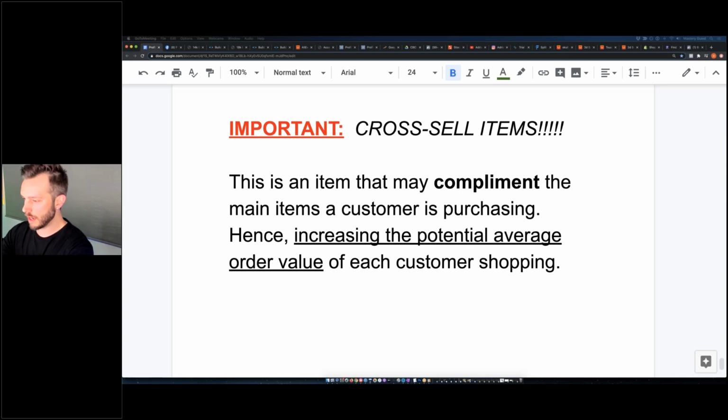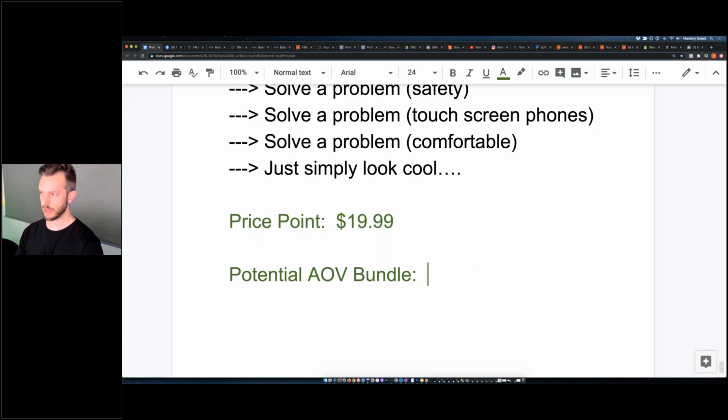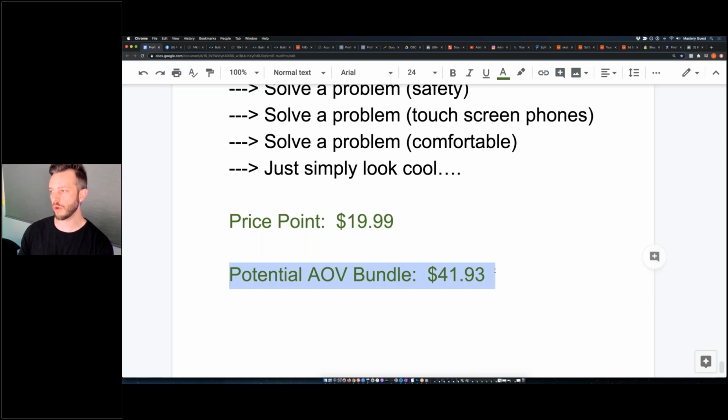So from $21.94, $21.94 plus $19.99, that's $41.93, okay? So our potential AOV with the bundle is going to be, let's look at this, $41.93. All right, so this is what our potential bundle AOV price point would be.